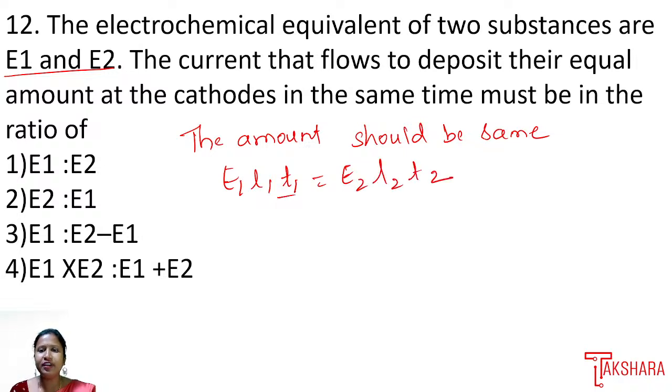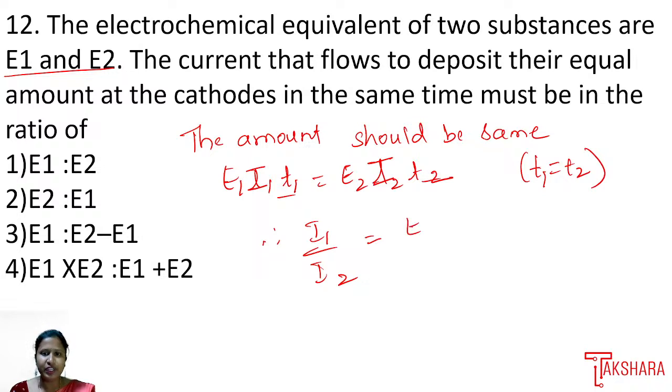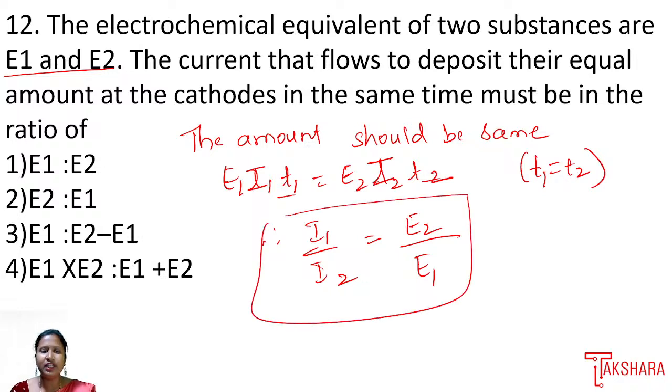So where T1 and T2 are the same, we consider T1 is equal to T2. Therefore, sorry, this is not E, it is I1 and I2. So I1 divided by I2 is equal to E2 divided by E1.